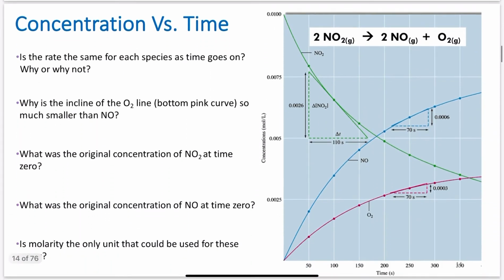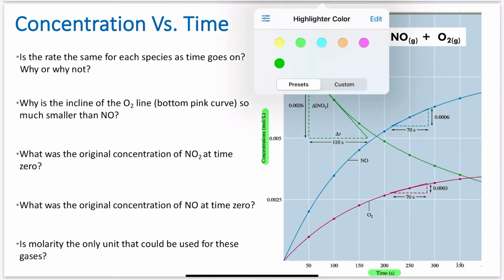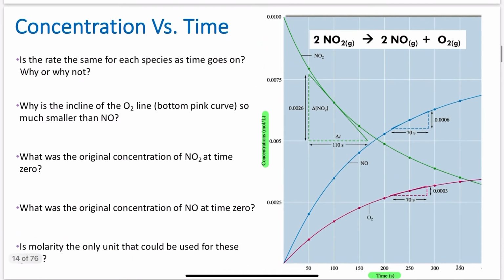So concentration versus time. Let's look at this reaction. 2 moles of NO2 reacting to produce 2 moles of NO and 1 mole of O2. We see here on our y-axis we have concentrations of each species, and on the x-axis we have time in seconds. The green line here is the concentration of NO2, the blue line being NO, and the pink line here being O2.